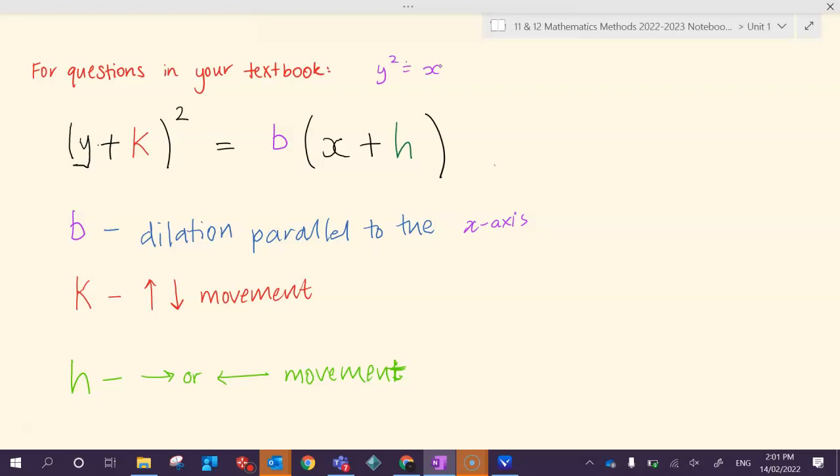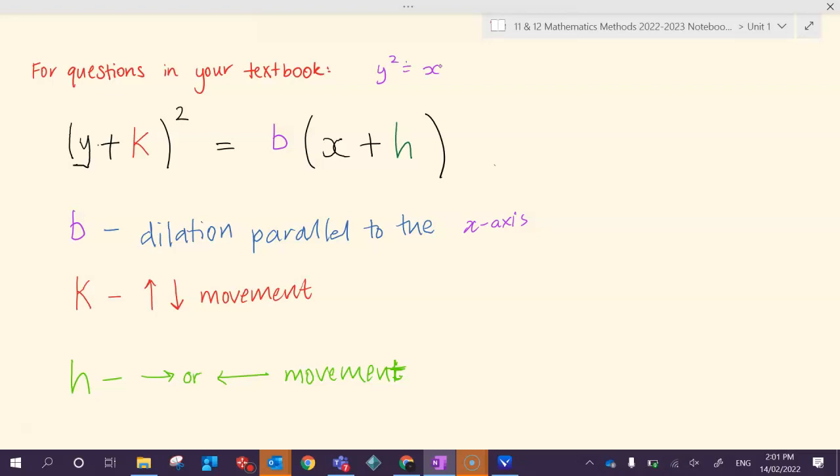Multiplying the x values, you're going through your x values more quickly. It's going to dilate or compress it parallel to your x-axis. That's what's happening every time. The k value shifts things up or down. Because it's happening inside the bracket, it's going in the opposite direction to what we usually do.